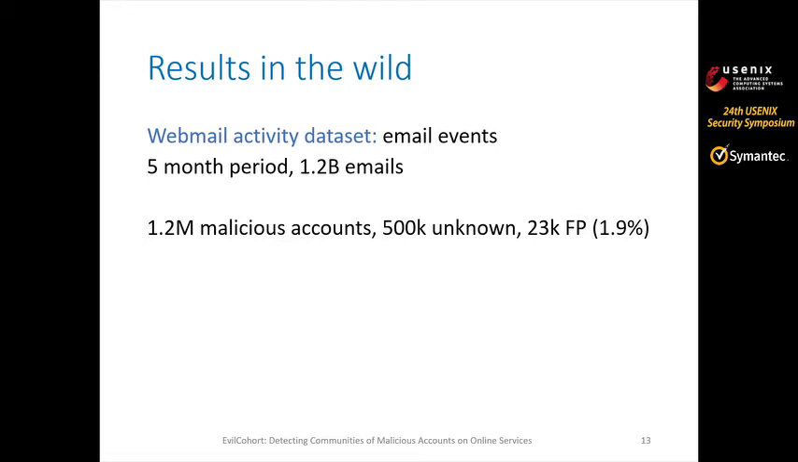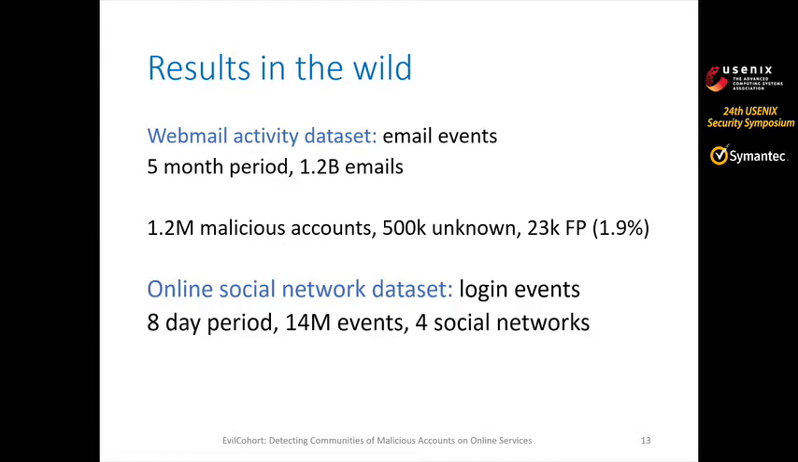And then we looked at a completely different dataset. This dataset was coming from online social networks, login events, so a completely different online service and a completely different type of activity. The first dataset were email events, so accounts sending emails. These were just logins. So we would be able to detect malicious activity on this service potentially before any malicious activity is even performed. So here we had an 8-day period for 14 million events, and these were 4 smaller social networks. And on this dataset, we were able to detect 1,100,000 malicious accounts.